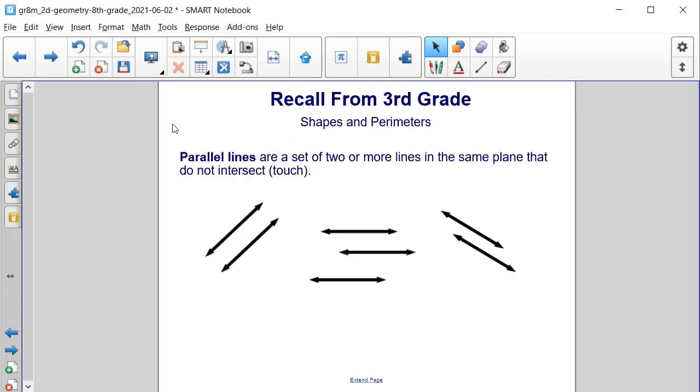Recall from third grade that parallel lines are a set of two or more lines in the same plane that do not intersect or touch. So here is an example of two parallel lines going diagonally up to the right. We have a set of three parallel lines that are horizontal, and we have another set of two diagonal lines going down from left to right.